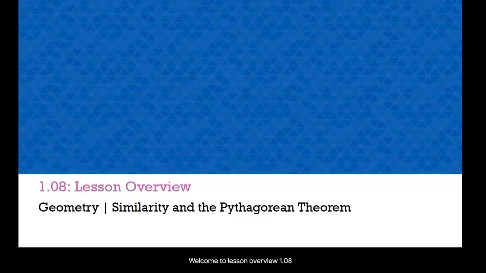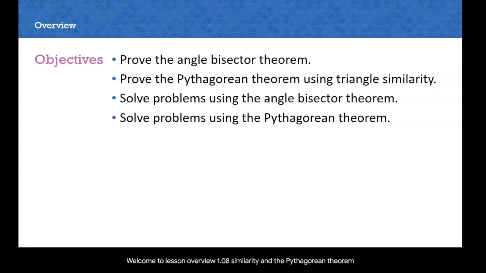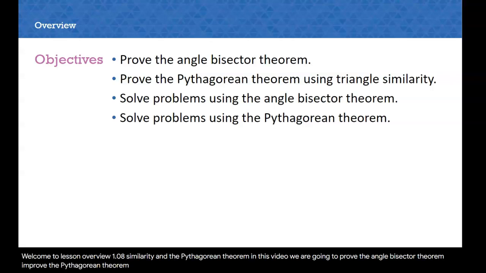1.08, Similarity and the Pythagorean Theorem. In this video, we are going to prove the angle bisector theorem and prove the Pythagorean theorem using triangle similarity. We're also going to solve problems using the angle bisector theorem and the Pythagorean theorem.